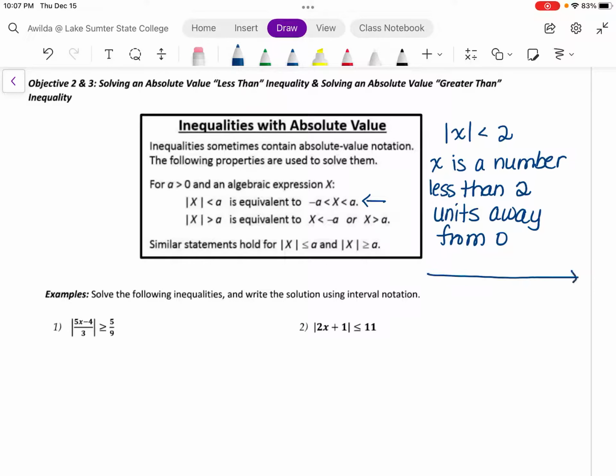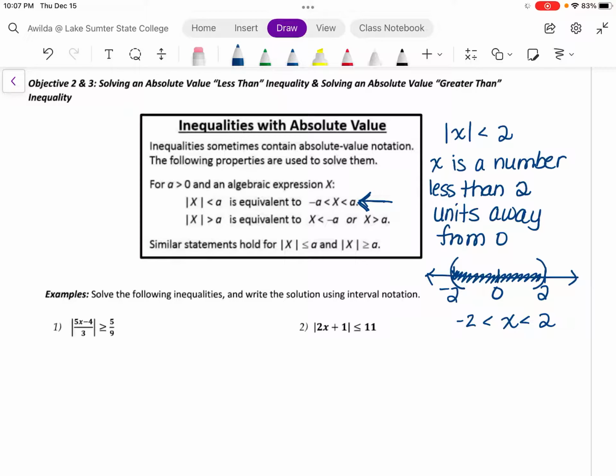If we look at the number line, here is 0, here is 2, here is -2. Which numbers are less than 2 units away from 0, closer than 2 units away from 0? Certainly all of these and all of these, not 2, not -2, because we have to be closer than 2 units away. So we see that all the numbers that are between -2 and 2, without including -2 and 2, would be part of the solution set. So in other words, x must be greater than -2, but less than +2. Take a look at how this explanation ties to what we saw right here in this statement.